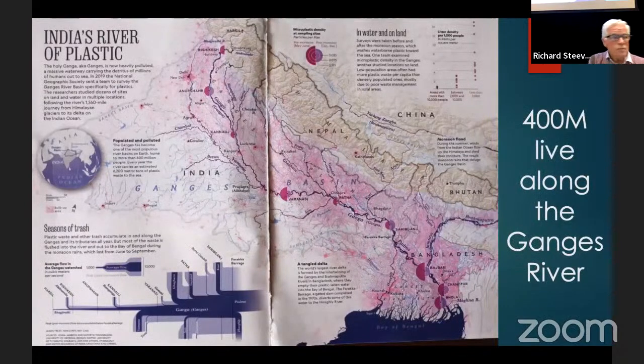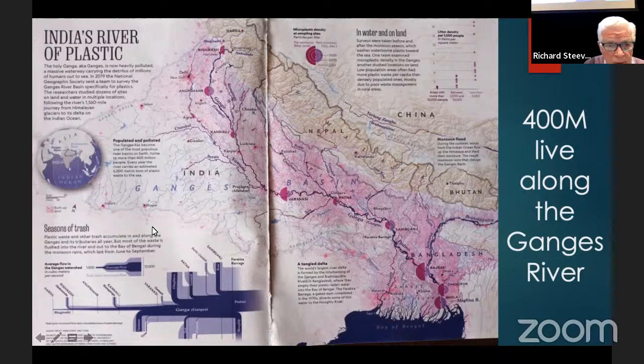Anyway, moving now to India, and I'm going to focus a little bit now on the Ganges River. 400 million people live along the Ganges River. That's more than the population of the United States just living along the two banks of that river. I'll show you a picture of the origin of the Ganges, but you can see down in the lower left the water volumes and the various tributaries that go out to sea.